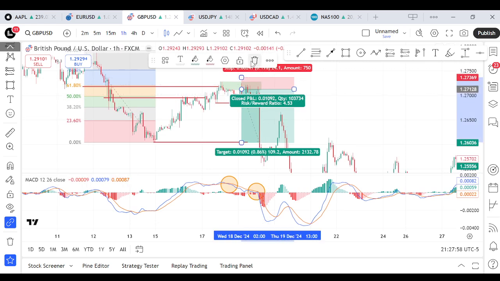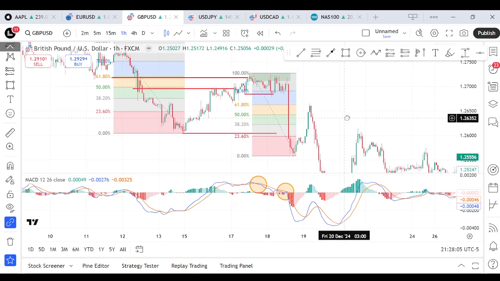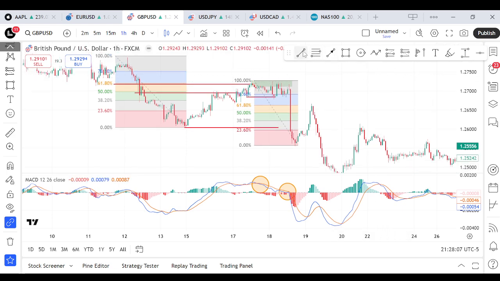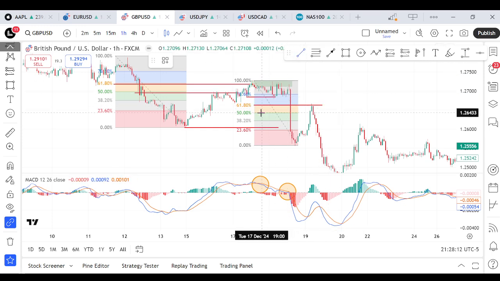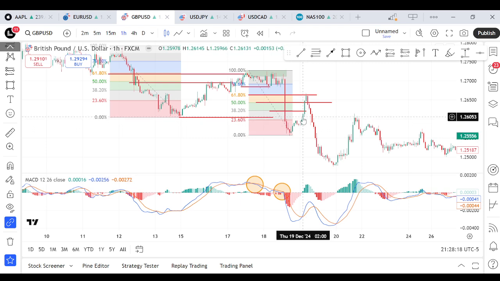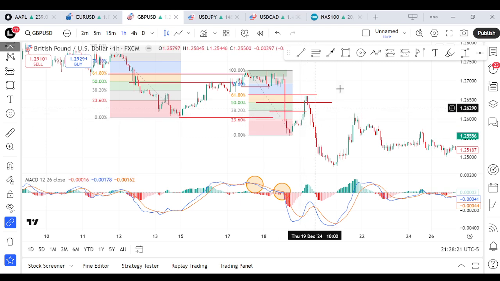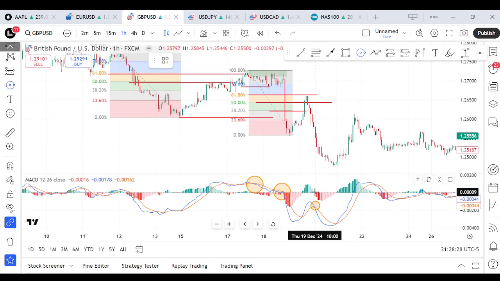Actually, I like this example right here. Just quickly draw the Fibonacci level from the swing high to the swing low. So we have the 61.8% here, we have the 50% here, and also we have the 38.2% right here. And at this time where we have price reacting to these areas, we have the crossover here, and we have our red histogram bars here.